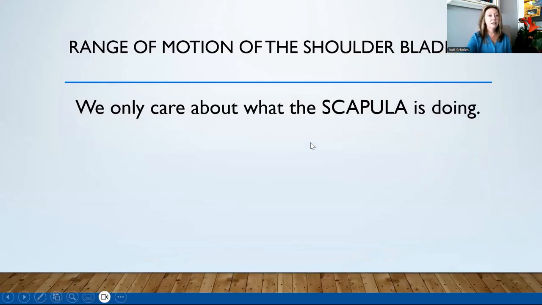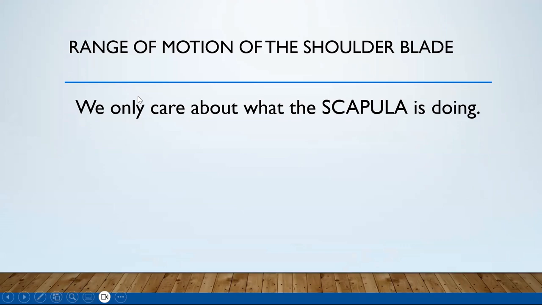Let's take a look then now at the shoulder blade. When we are asked a question on the MBLEx about the scapula, the only thing we're going to be answering is what the scapula is doing. Flexion and extension do not happen for the scapula. Protraction and retraction happen for the scapula. Upward rotation and downward rotation.